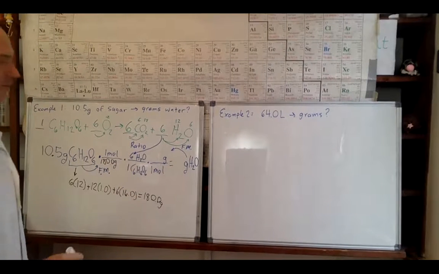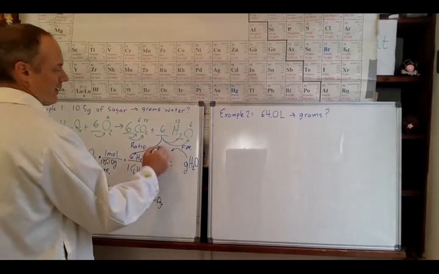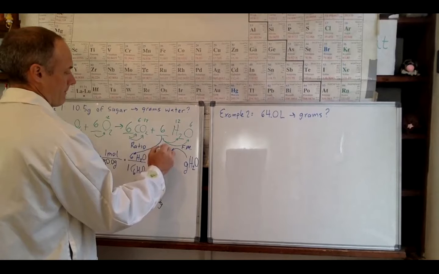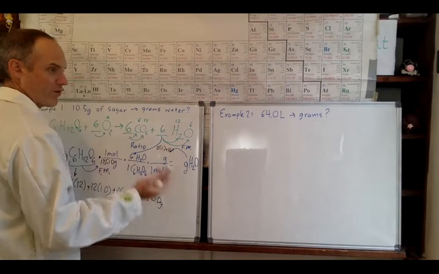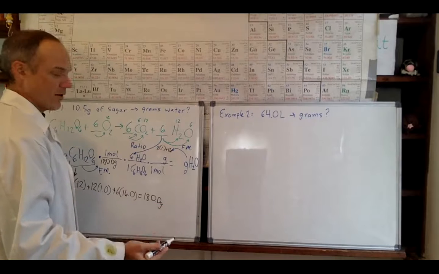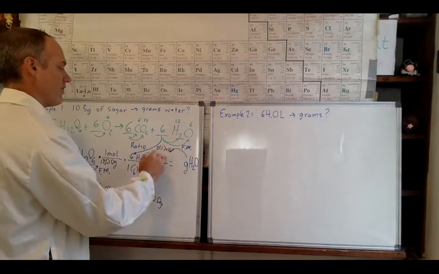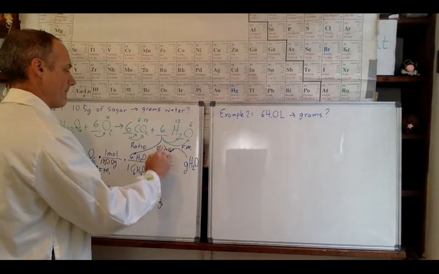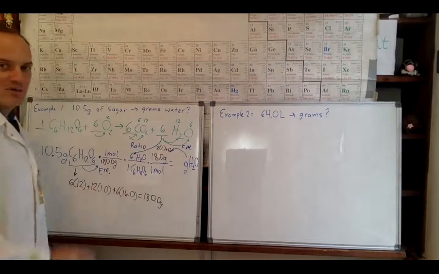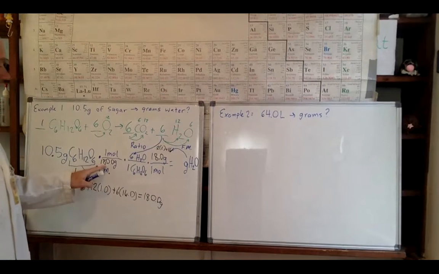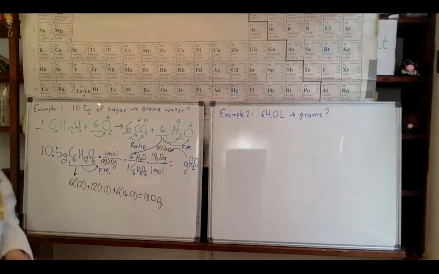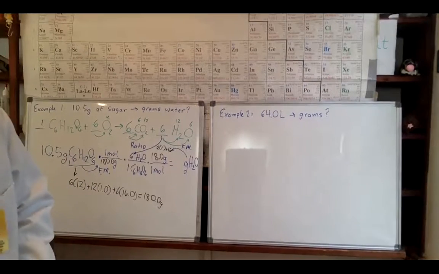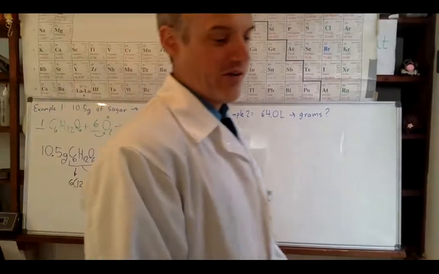Now we also need the formula mass of water. Water has 2 hydrogens and 1 oxygen, so it's 2 times 1 plus 16, so we have 18 grams. I like this problem because glucose is 180 and water is 18. I just think that's kind of funny that they're off by a factor of 10, because I'm a nerd and stuff.